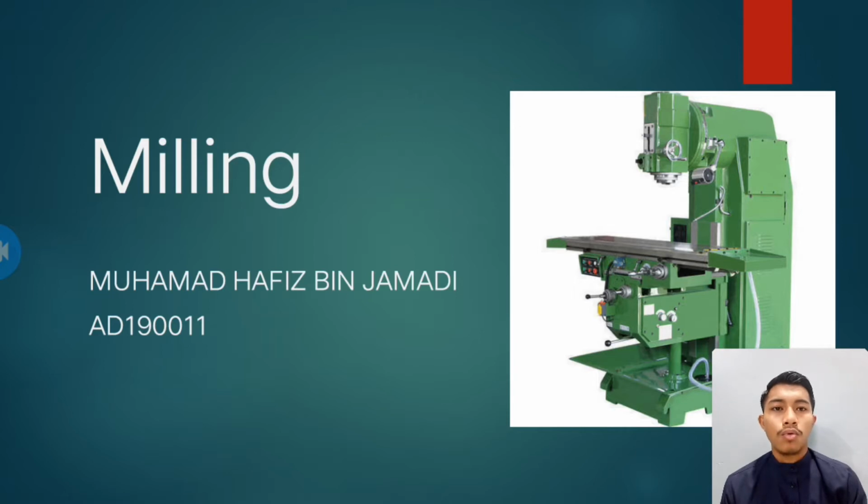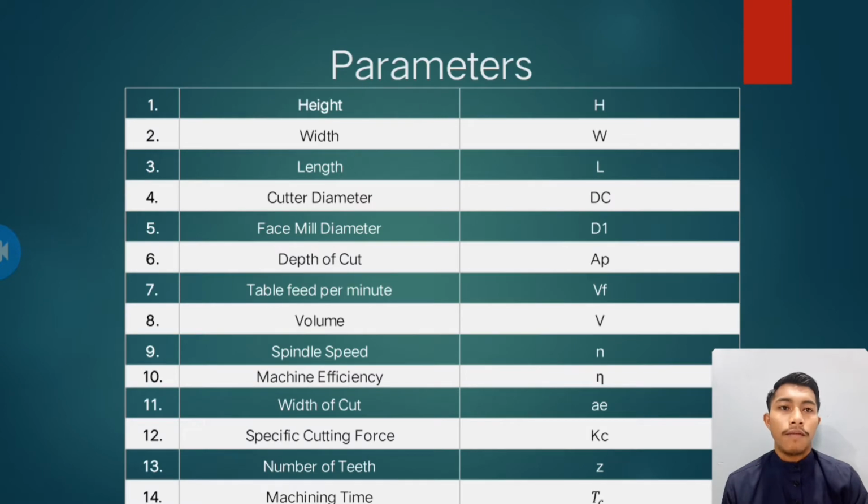I would like to present about milling machine. First of all, we have to know the parameters which we use in the measurement and the calculation, such as, for example, height, width, length, cutter diameter, face mill diameter, depth of cut, and so on.